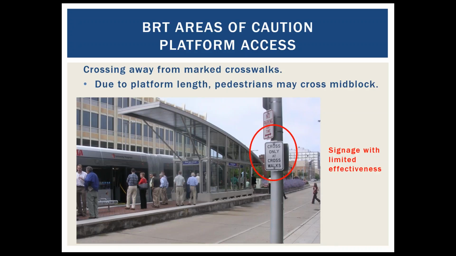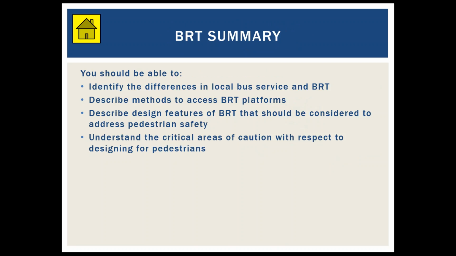Some of the primary issues that you see with platform access, since they are longer platforms, is people crossing away from marked crosswalks. Signage is sometimes employed, as you can see here, with limited success, really. So things that you could do to address these concerns could include some sort of railing or other design element, either on the platform potentially or along the street, just to discourage those mid-block crossings.